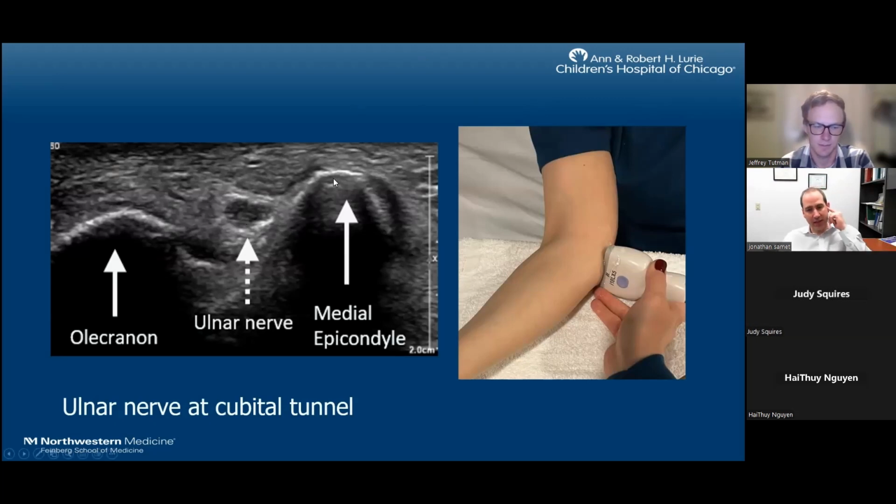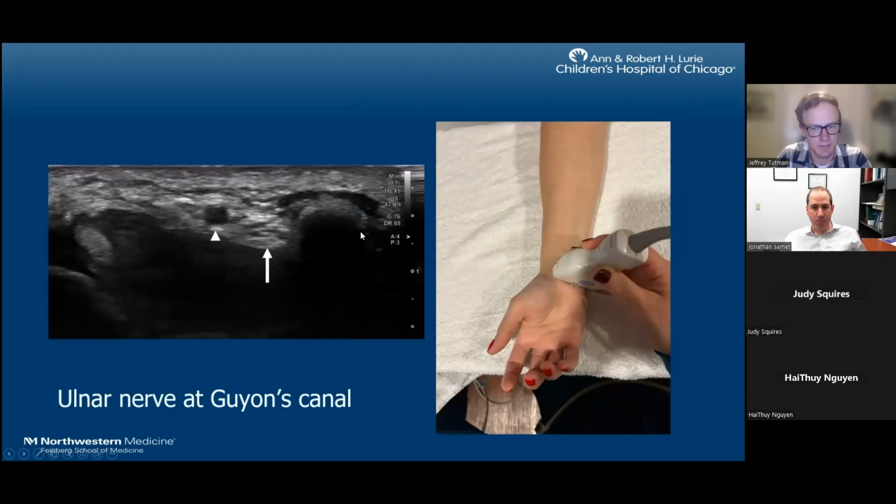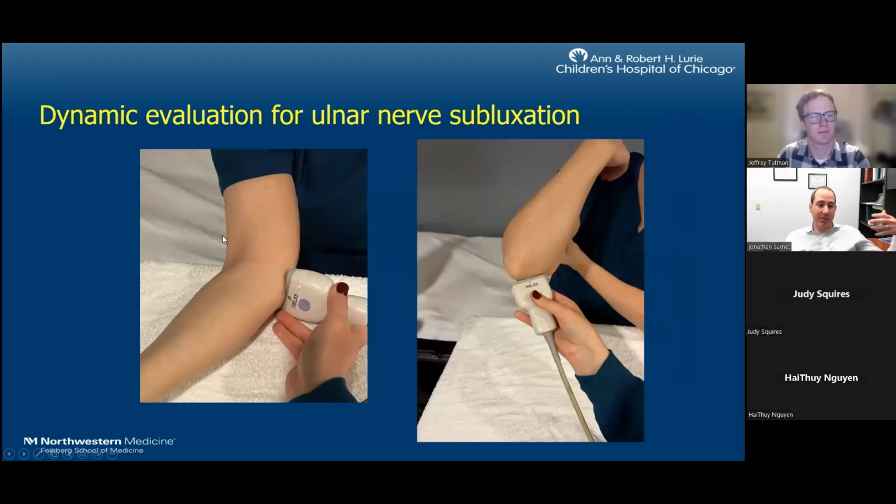You're going to see the medial epicondyle is the more superficial one, the olecranon is posterior. The nerve is sitting right in between. And then in longitudinal, you're going to see the nerve coming down here like this. Here at Guyon's canal, you see the nerve next to the ulnar artery. Now, when you're doing the dynamic exam, it takes a little practice, but again, you put the probe over the bone. You start off in the extended position, and you ask the patient to slowly flex the elbow.